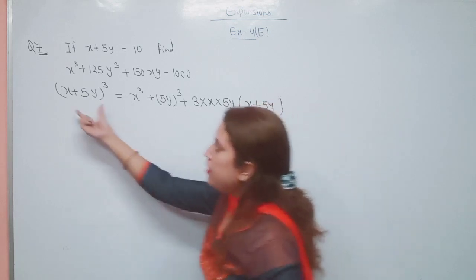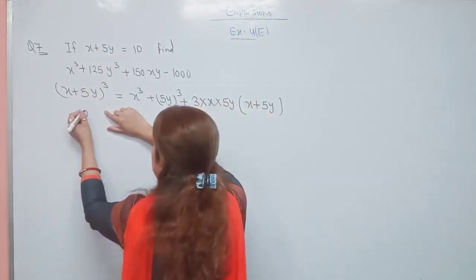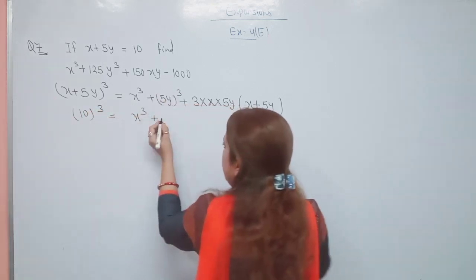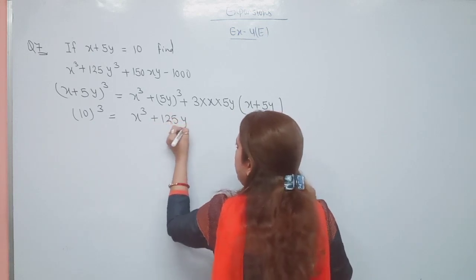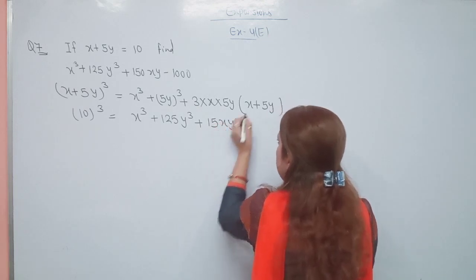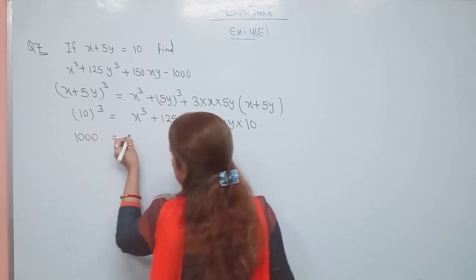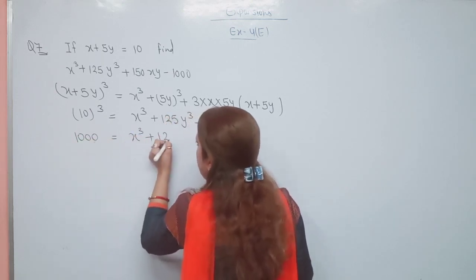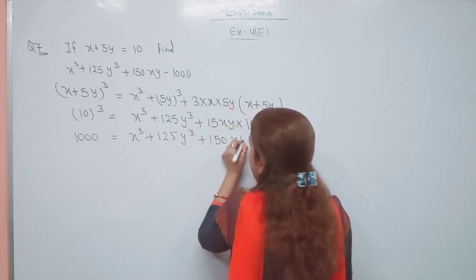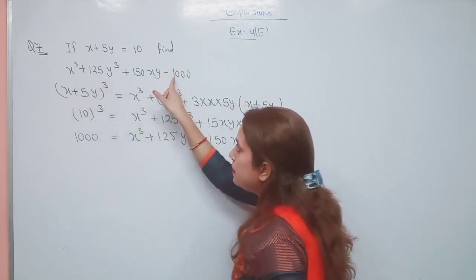Now x plus 5y value is given in the question, so put the value of x plus 5y. 10 cube is equal to x cube, and when we do the cube of 5, it will come 125y cube, plus 3 into 5, 15xy into, put the value 10. 10 cube is 1000, equal to x cube plus 125y cube plus 150xy. We need the value of x cube plus 125y cube plus 150xy minus 1000.